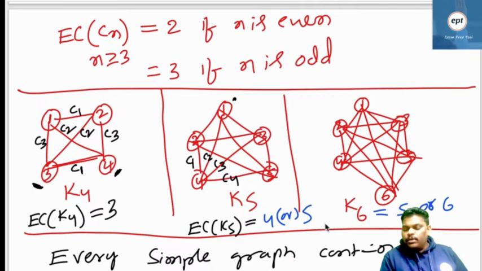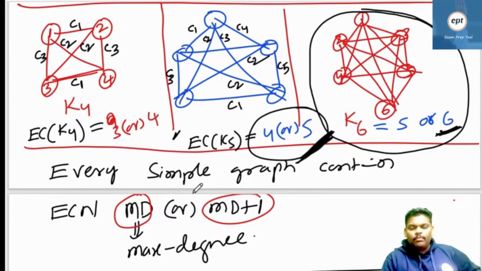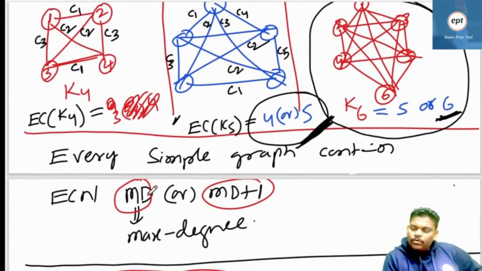Maximum degree or plus 1. Every simple graph contains edge chromatic number either MD or MD plus 1. So can you help me now? K4, what is the answer? 3. I gave an answer also, please check. K5, what is the answer? Please try also. If something is wrong, please let me know. K5 is 5.